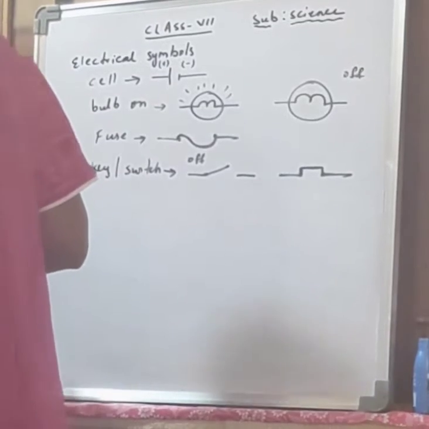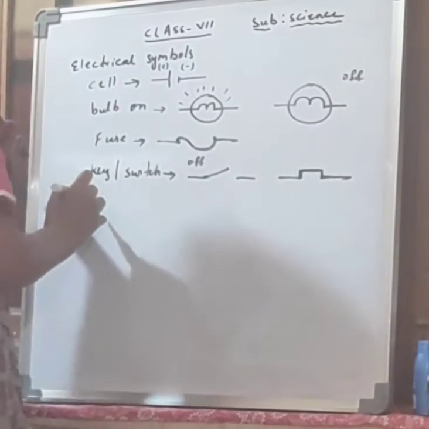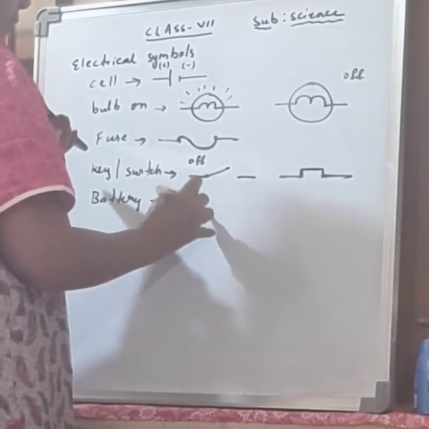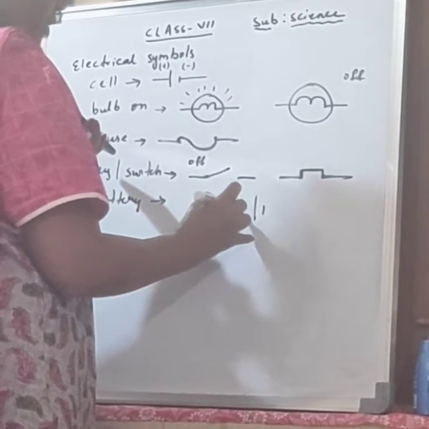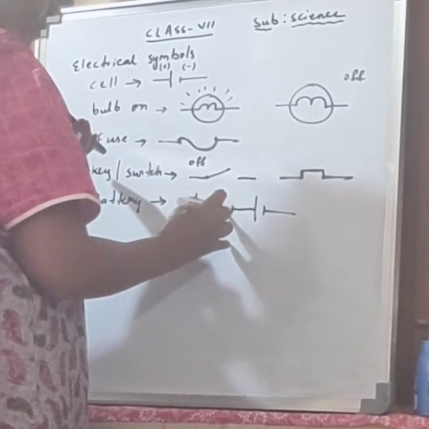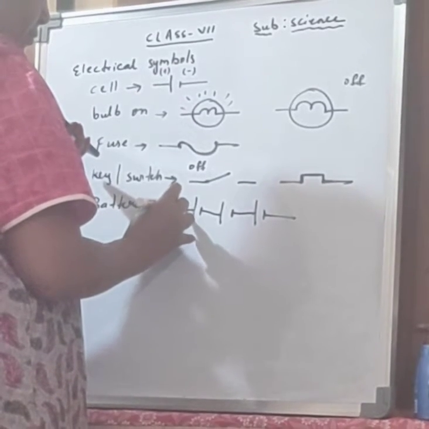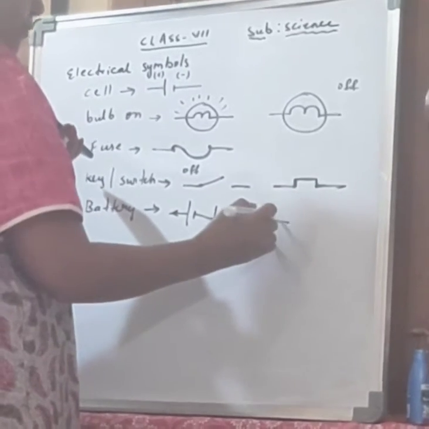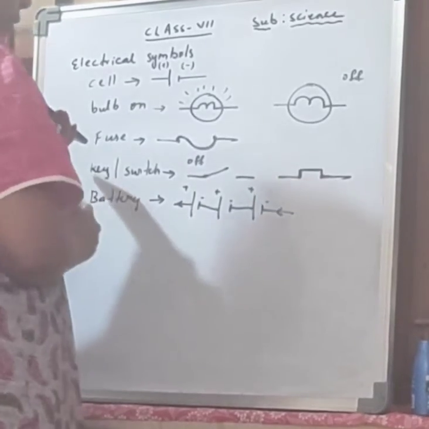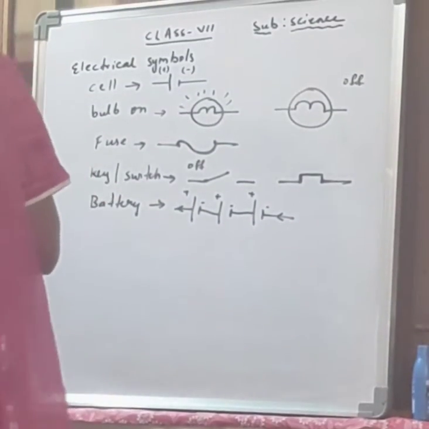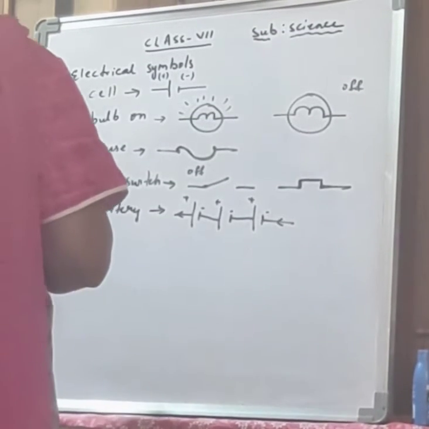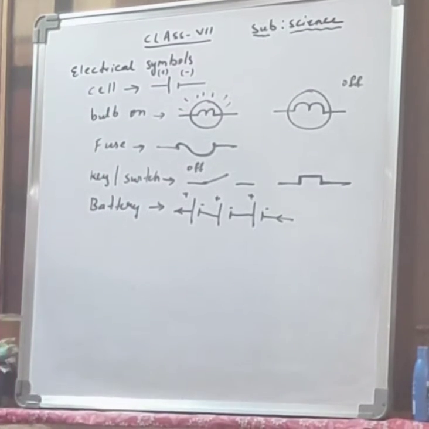And next, battery. If more than one cell is there, it is called a battery. I told you already. Like this. If you are connecting 3 cells or 4 cells, the connection should be made like this, but you should not draw a line between the positive and negative. Positive, negative, positive, negative, positive, negative. Like this. This is the symbol for a battery.